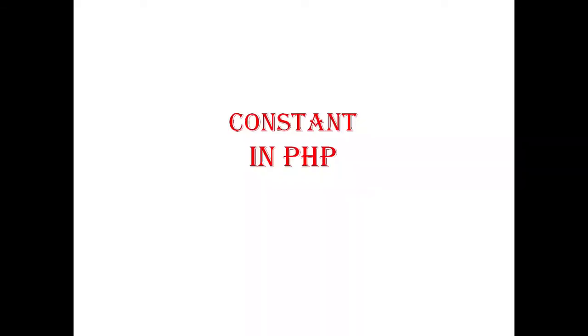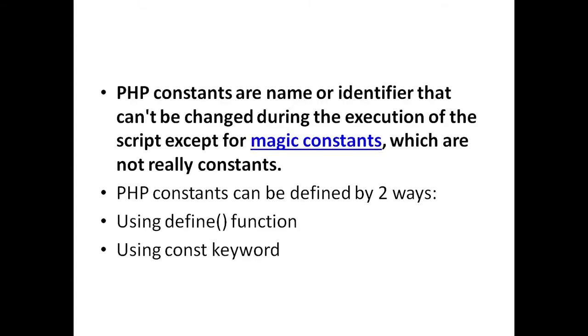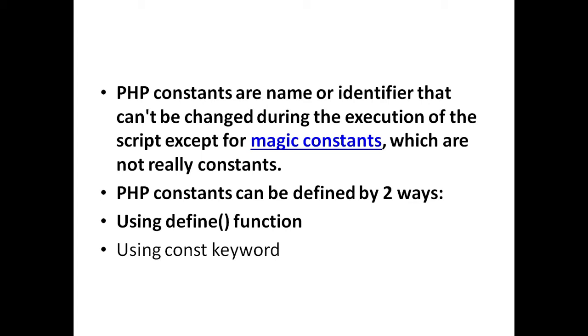Here we will see constant in PHP. PHP constants are names or identifiers that can't be changed during the execution of a script except for magic constants, which are not really constants. PHP constants can be defined in two ways. First, by using the define function, and second, by using the const keyword.